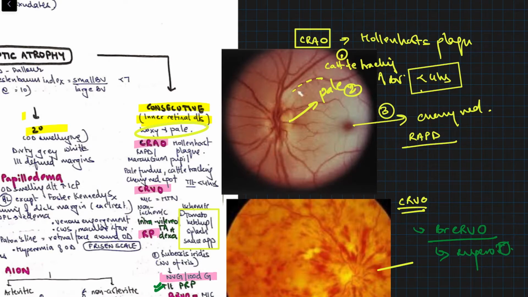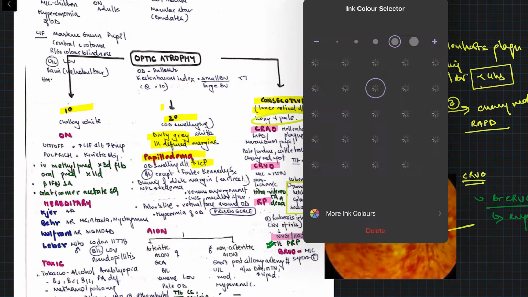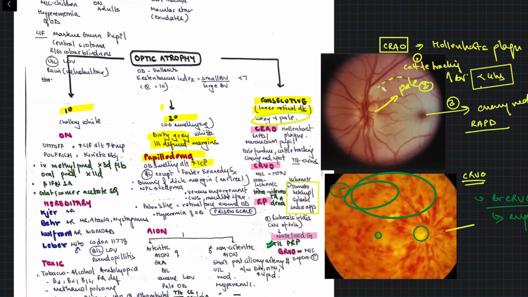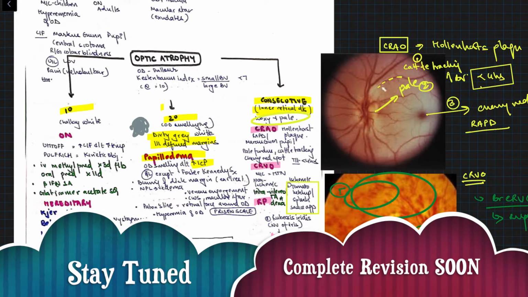That means this is the optic disc, okay, this is temporal, so either here will be the involvement of BRVO. Now papilledema, right, it is usually associated with increased intracranial pressure, and it is a kind of secondary optic atrophy. So the fundus here will be dirty gray, and the margins are not well defined, right?